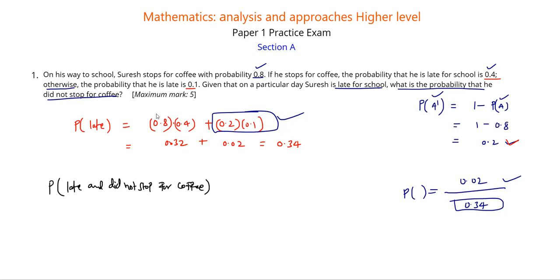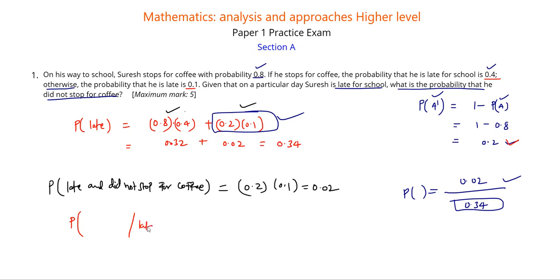There are two cases, no? He is late and stopped for coffee is this. This is he is late and did not stop for coffee. We want this part, which, again, I write the same thing, is nothing but 0.02. Therefore, now the final answer, I can write the probability that, it's already given that he is late.